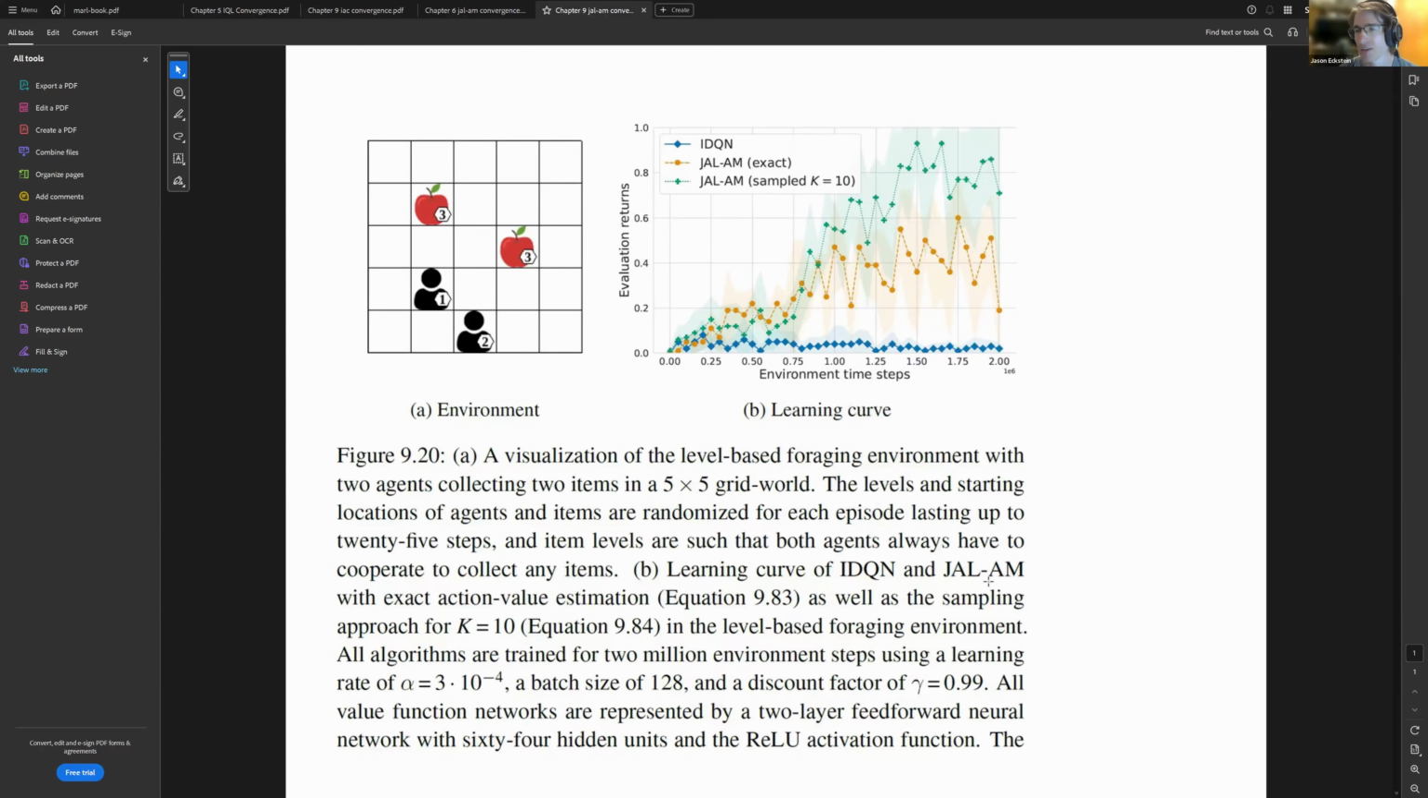If I had time, I would email the authors and ask them, are you saying IDQN actually can't succeed on this task? Or is the point just that it doesn't converge as easily, which may be what they're claiming? But again, it's hard to tell because there's no explicit discussion of that in the chapter.